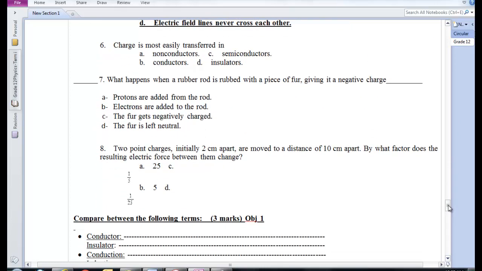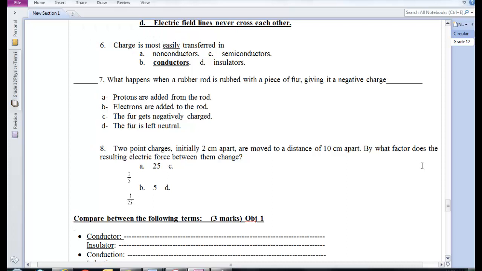Charge is most easily transferred in which material? Easily transferred, so this is a conduction process. Is it a non-conductor? Is it easily transferred in a semiconductor, insulator, or conductor? Basically it is a conductor, because charge is easily transferred.